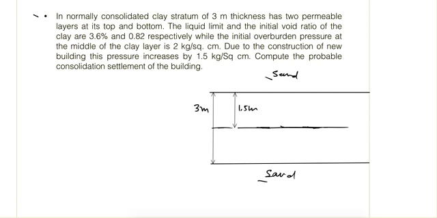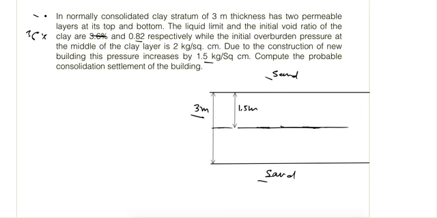ratio of the clay are 36% and void ratio is 0.82 respectively. While the initial overburden pressure at the middle of the clay layer is 2 kg per centimeter square, and due to the construction of the new building, the pressure increases by 1.5 kg per centimeter square. Compute the probable consolidation settlement.